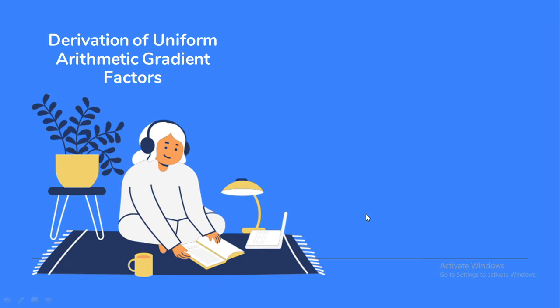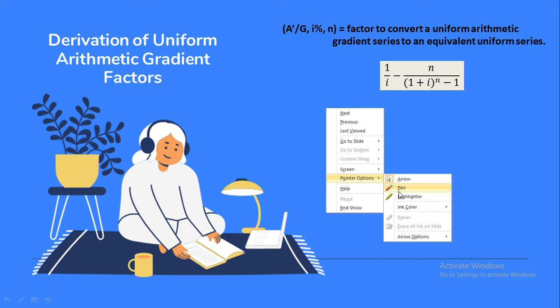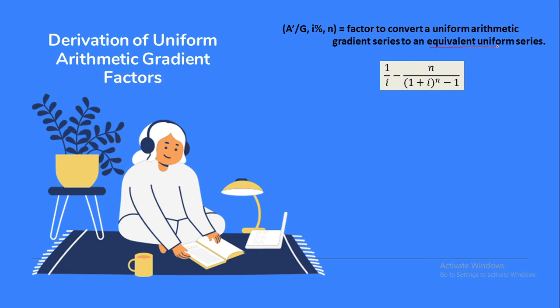Derivation of uniform arithmetic gradient factors. These are the formulas used to solve problems relating to this topic. If you want to convert a uniform arithmetic gradient series to an equivalent uniform series, or A prime G, we will use this formula: 1 over I minus n over parenthesis (1 plus I) raised to n minus 1.